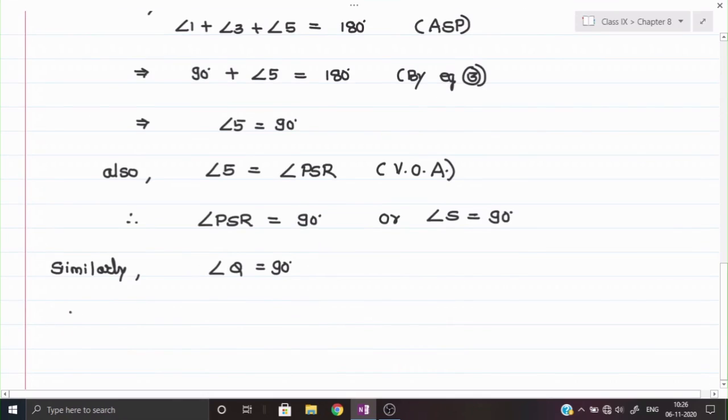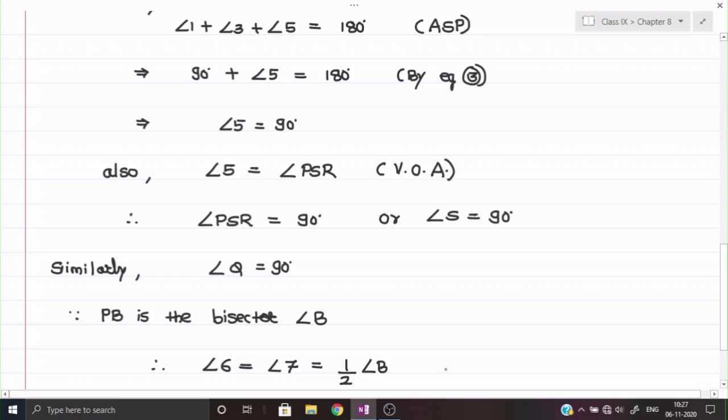So here we shall write down further, since PB is the bisector of angle B, therefore angle 6 will be equal to angle 7, which is half of angle B. Okay, and this equation we can give as equation number 3.